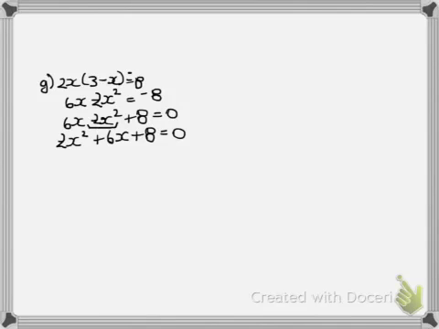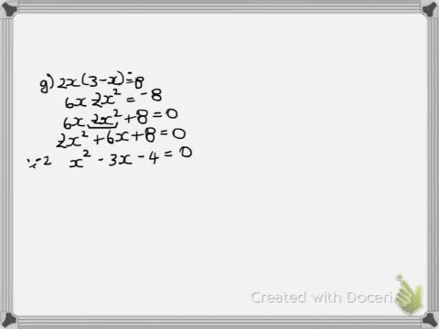I see that I can divide everything by negative 2. So I'm going to divide everything by negative 2. So negative 2x squared divided by negative 2 is x squared. 6 divided by negative 2 is going to give me negative 3x. 8 divided by negative 2 is negative 4. And 0 divided by negative 2 is still 0.